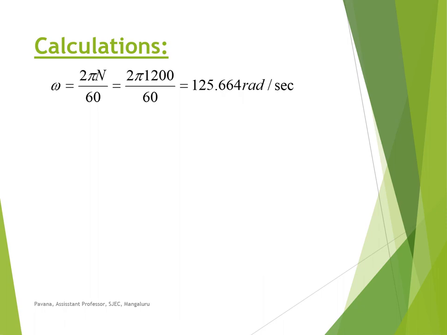Omega is 2 pi N by 60. Substitute that 1200 rpm speed and you will get the answer in radian per second. This is required for the remaining calculation, because I had given you the chart with the 12 formulas, which are required to calculate the velocity and acceleration. Next we will go for outward stroke. What was outward stroke? That means the curve is going upwards, the follower is moving away from the cam. What type of motion do we have? SHM.